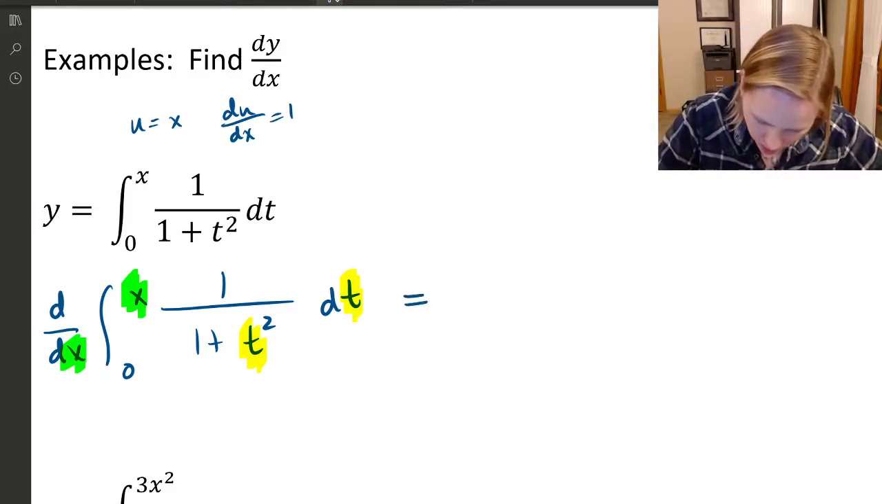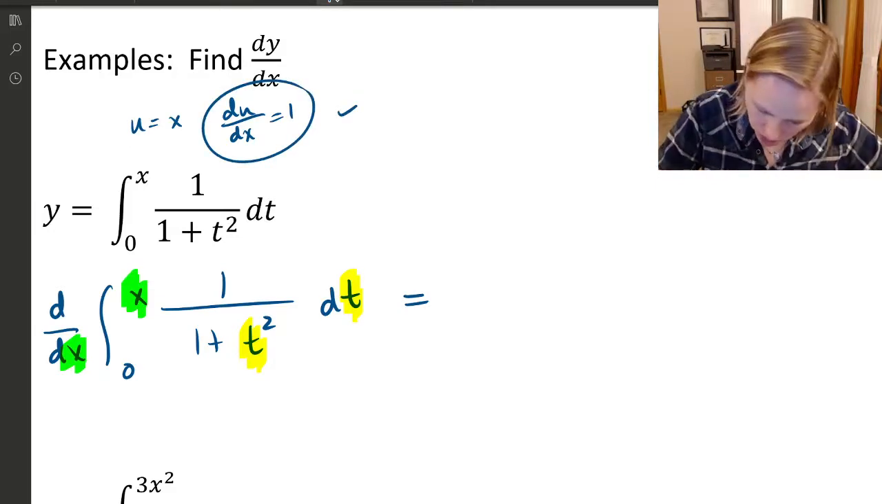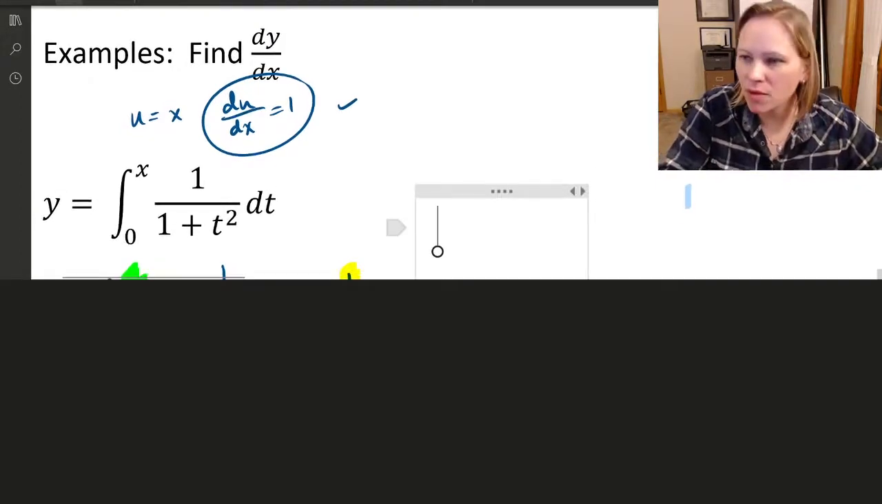But essentially, here's what I'm going to do. du dx is 1, so I don't have to worry about anything. So here's what I'm going to do. I'm going to take this whole function, and I'm going to rewrite my whole function.